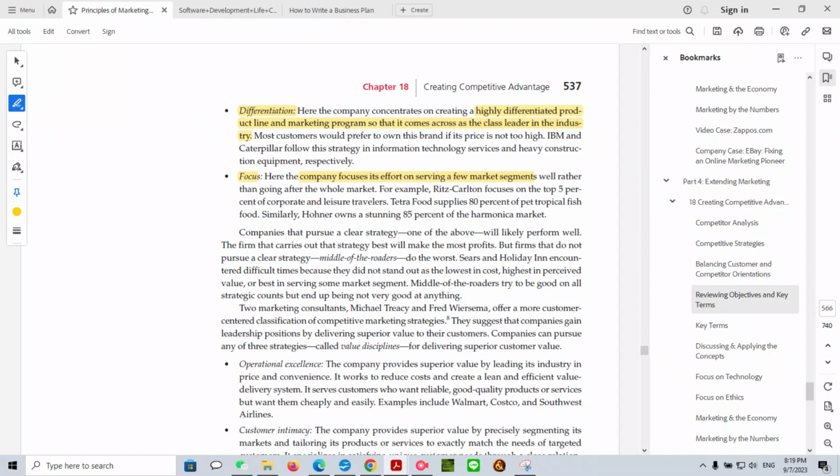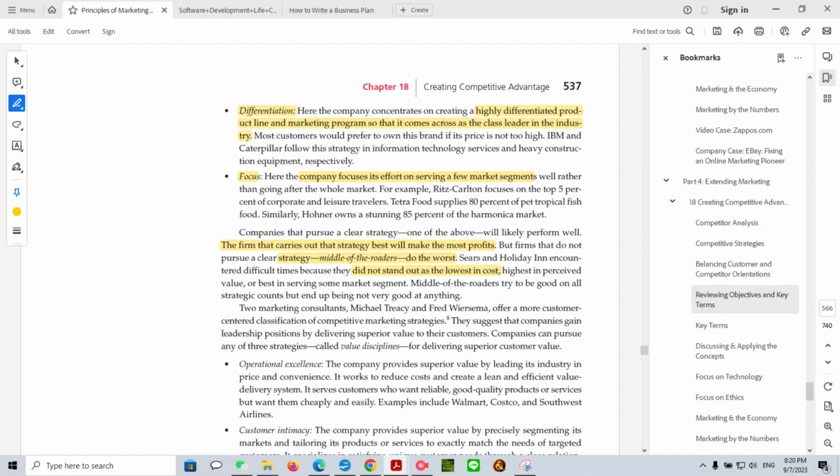So companies that pursue a clear strategy, one above the other, will perform well. The firm that carries out the strategy the best will make most of the profits. But firms that do not pursue a clear strategy, the middle-of-the-roaders, do the worst. Sears and Holiday Inn encountered difficult times because they did not stand out as the lowest in cost or highest in perceived value.